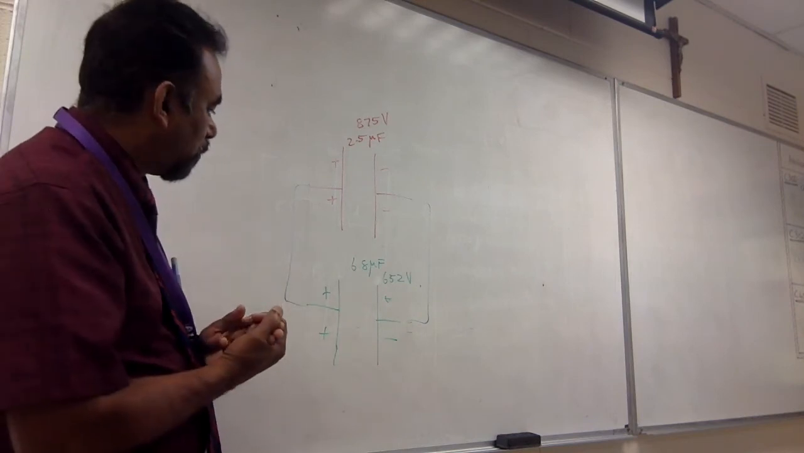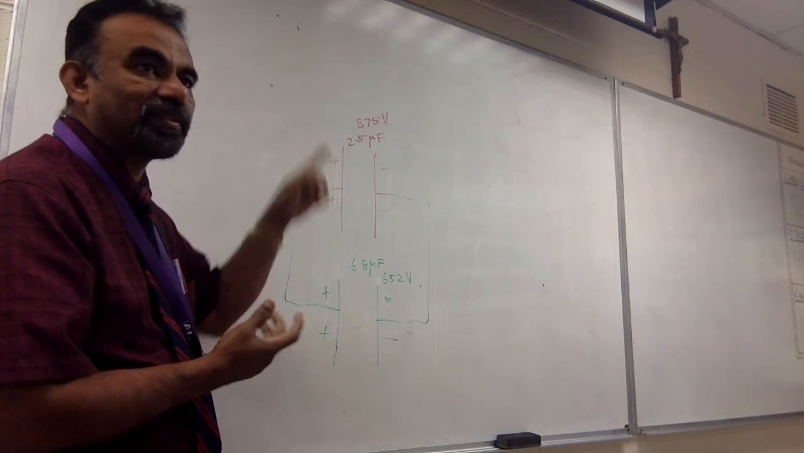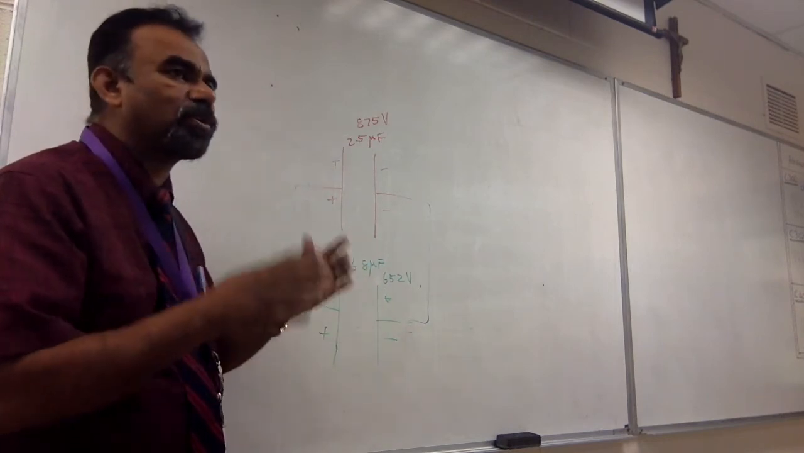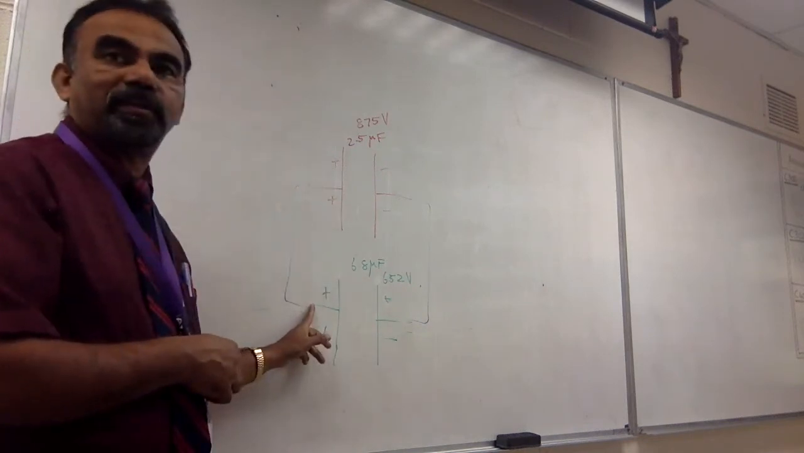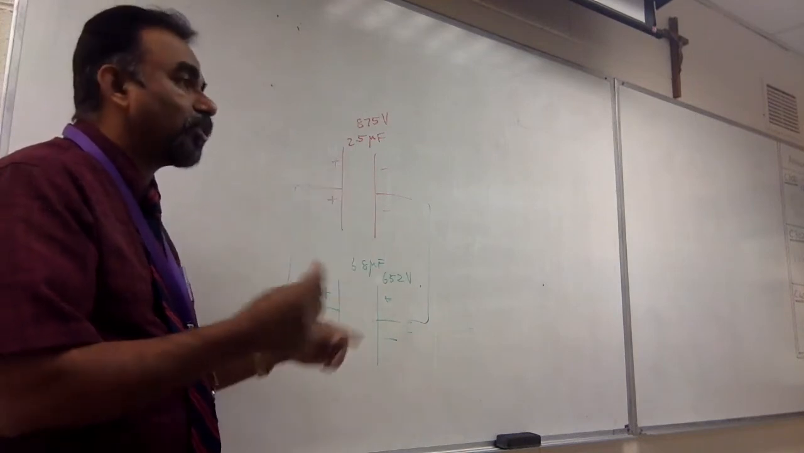So, what's going to happen here? Which one has got more potential difference? This has got more potential difference. This has got less potential difference. Which way is the charge going to flow? This way. So this is going to lose charges, and this is going to gain charges.